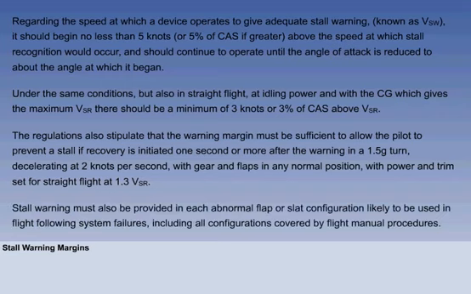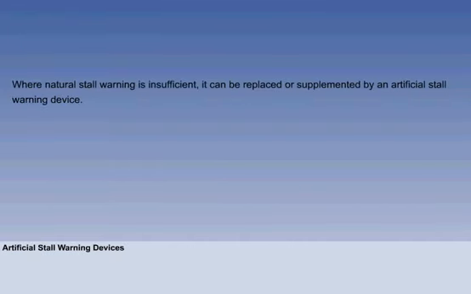Finally, stall warning must also be provided in each abnormal flap or slat configuration likely to be used in flight following system failures, including all configurations covered by flight manual procedures. It is possible that adequate stall warning will be provided by the airflow separating fairly early and causing buffet over the wing and tail plane, but this is often insufficient, and so a device which simulates or substitutes for aerodynamic buffet is usually fitted.